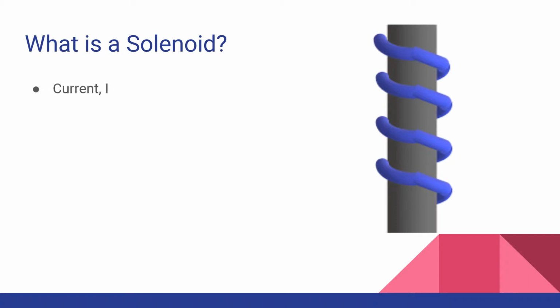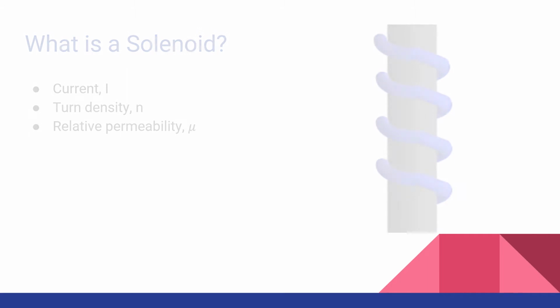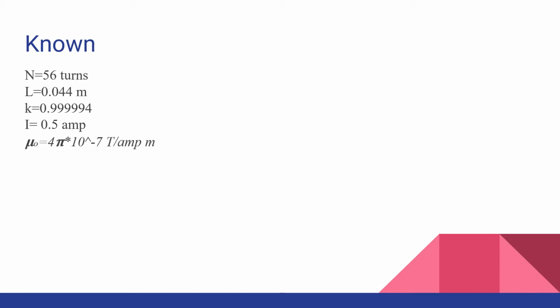Three variables are important to understanding this: current, turn density, and the relative permeability. The solenoid we built had 56 turns over 0.044 meters. There is nothing inside the solenoid, so the relative permeability constant of the core, or air in this case, is approximately 1. We are using a 9-volt battery, which produces approximately 0.5 amperes. And then mu naught equals 4 pi times 10 to the negative 7 teslas over amperes times meters.